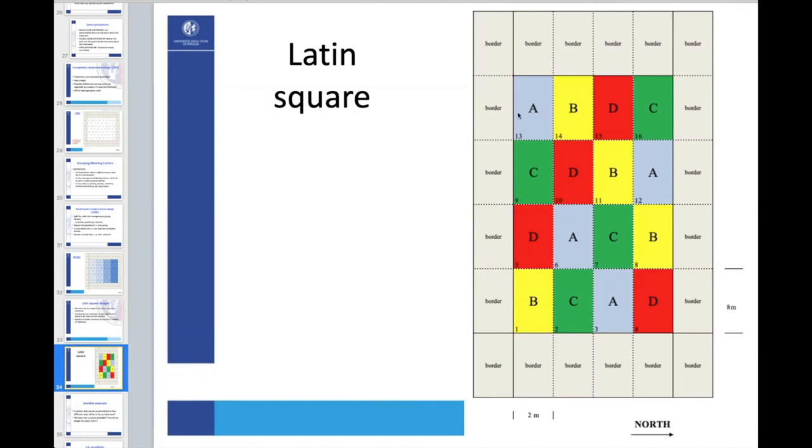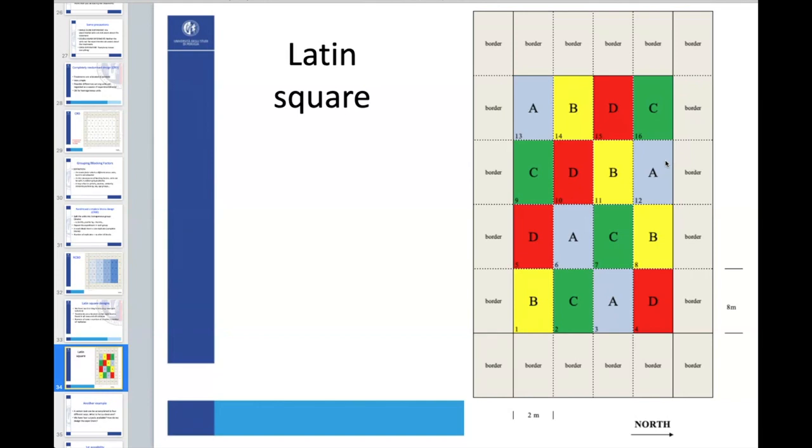Look at the treatment A. It is put here in the first column, 4th row, here in the second column, 2nd row, here in the 3rd column, 1st row, and here in the 4th column, 3rd row. So you see, it is in all rows and all columns. In this case, I can avoid possible confounding due to the fertility gradients because I'm taking into account both fertility gradients.